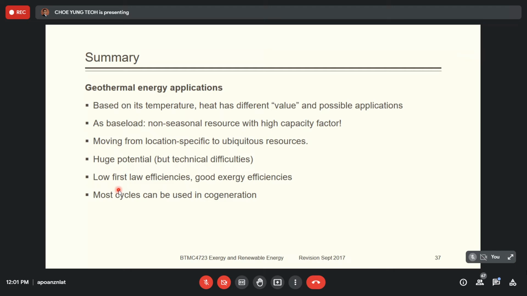But it always has good exergy efficiency. Exergy efficiency refers to the actual output divided by the maximum possible output. Later we'll cover it in the exergy chapter in more detail, or maybe you can call it the second law efficiency. And most cycles can be used in cogeneration. Most of the geothermal resources can be used in cogeneration. It means that the residual heat can be used for heating purposes. Okay.